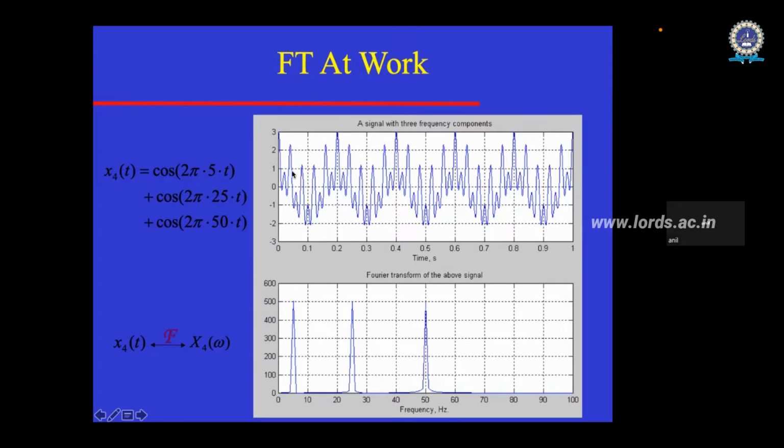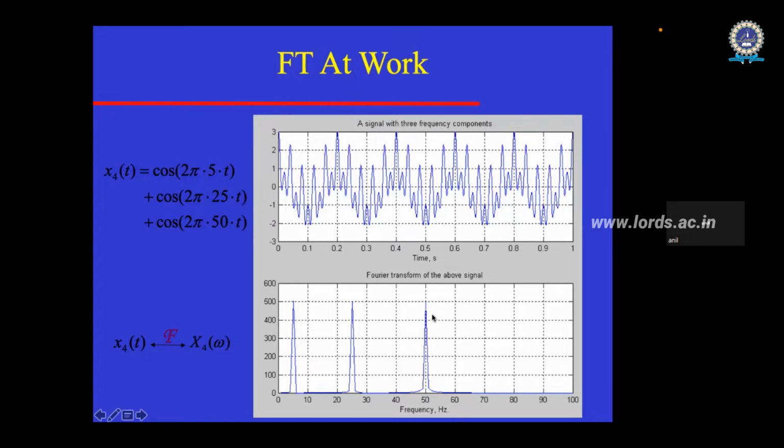But let us say for some time 5 Hz is there, for some time 25 Hz is there, for some time 50 Hz is there. If I plot the Fourier transform magnitude spectrum also, I will get the peaks at 5, 25 and 50. But what I will miss is at what time those frequencies are there, because this is a time domain representation. This is the time domain waveform. This is the frequency domain representation using the Fourier transform.